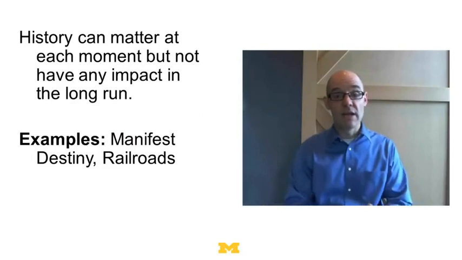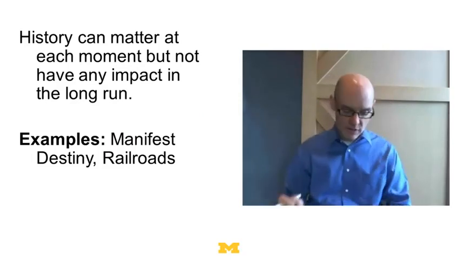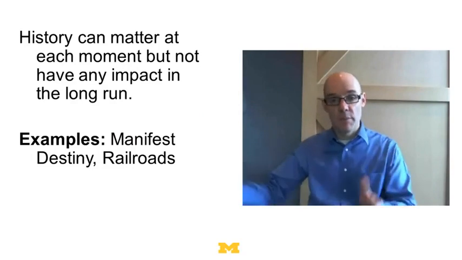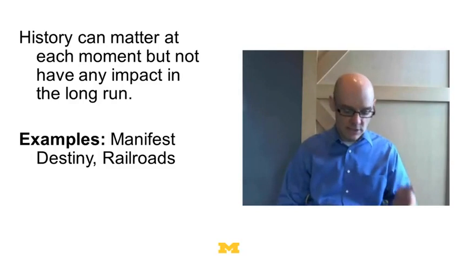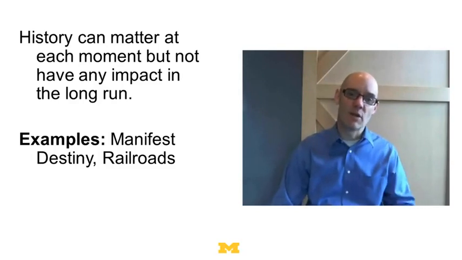So if I were writing a narrative, I'd say, oh boy, this really was contingent on what happened previously. However, that doesn't mean that what happens in the long run depends on the path. What happens in the long run could be completely independent of the path, like in the balancing process. So history can matter at each moment in time, but it can't matter in the long run.